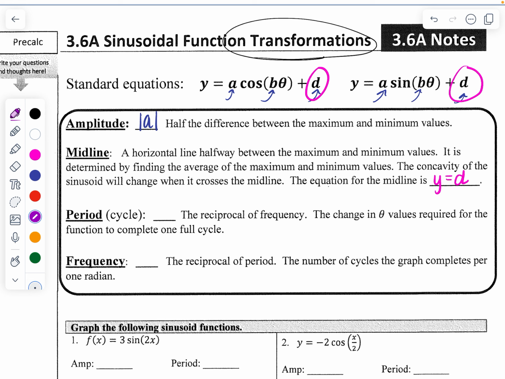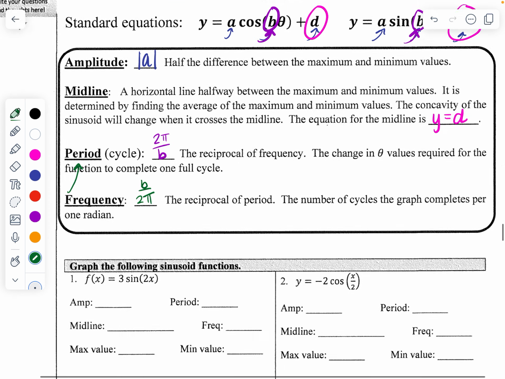For the period, we've talked about this before, that's full cycle, which typically with sine and cosine is 2 pi. But if it changes by whatever these horizontal compression or stretches are, we're going to divide it by that b value. Remember, because in Funky Town, everything is a reciprocal or the opposite of what it seems. And we also know that frequency is still the reciprocal of the period. So we'll say that that's b over 2 pi.